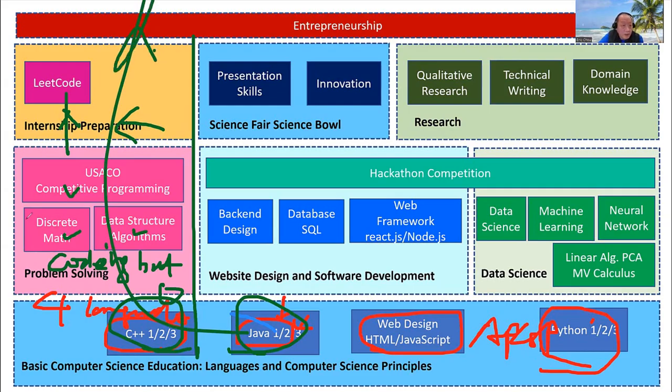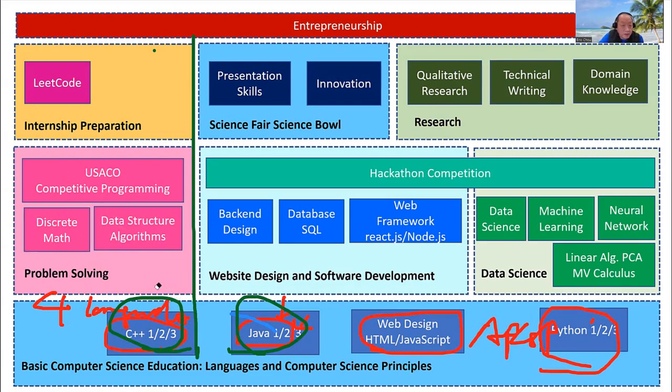Besides that, for computer science, it's not enough. It's way not enough if you just do problem solving. You still need to know how to design a website, and the website has a back end and a front end. So you need to know about databases for the back end and the user interface for the front end.